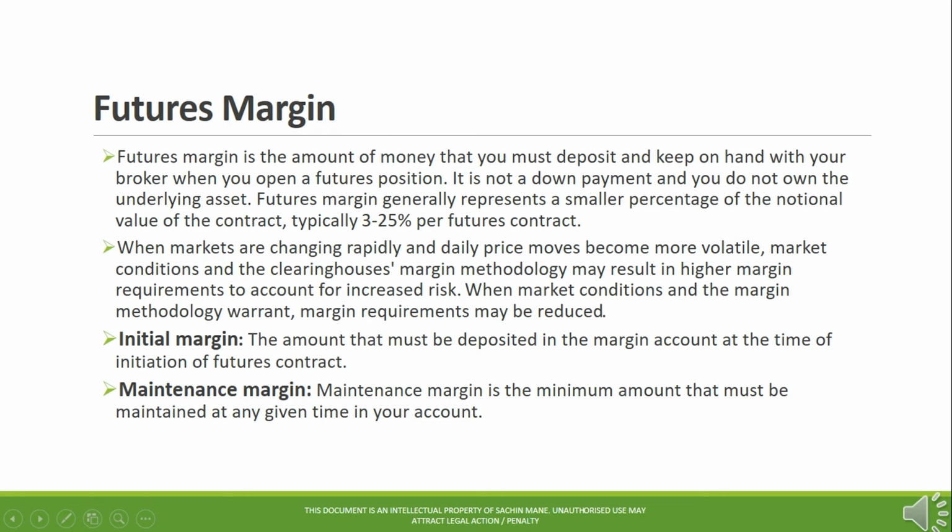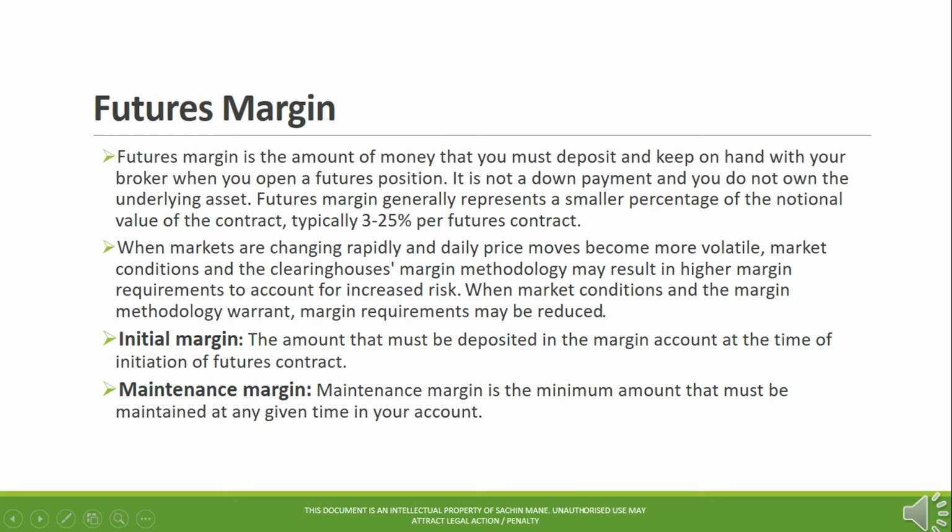Futures margin generally represents a smaller percentage of the notional value of the contract, typically 3 to 25% per futures contract. When markets are changing rapidly and daily price moves become more volatile, market conditions and the clearinghouse's margin methodology may result in higher margin requirements to account for increased risk. When market conditions and the margin methodology warrant, margin requirements may be reduced.